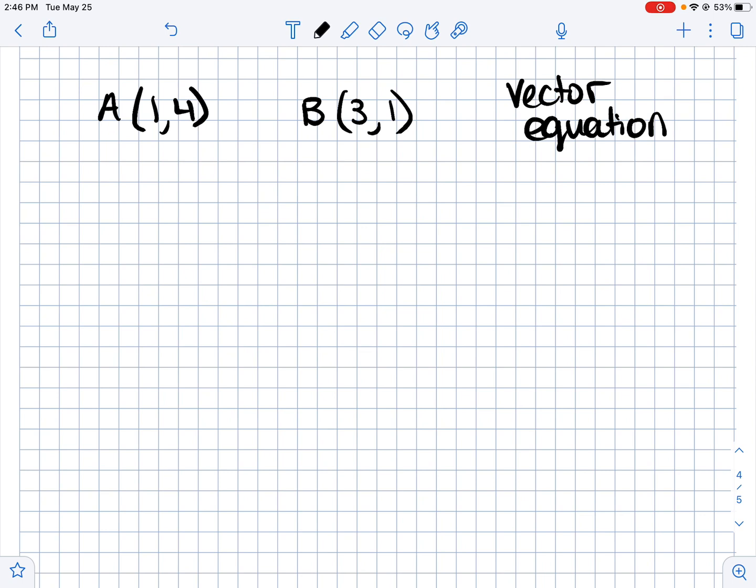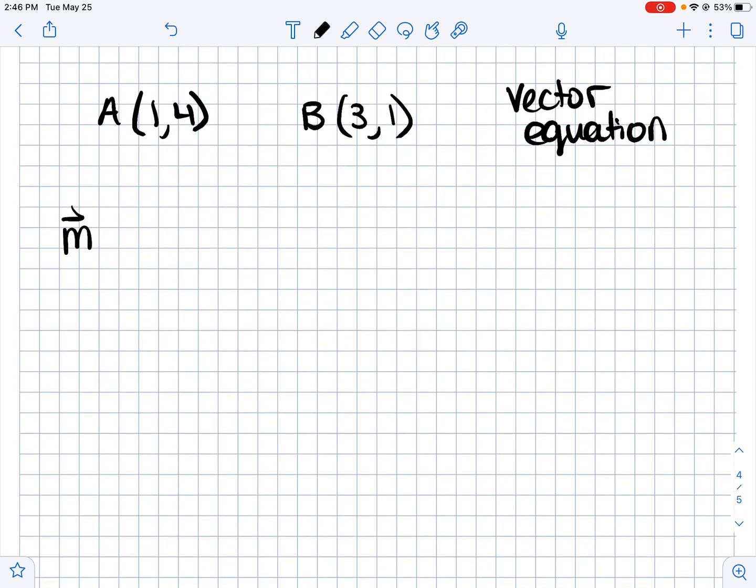Okay, cool. So right now I just have 2 points and I want to write a vector equation of them. So I think first I will get my direction vector. Step 1, I already know a point on my line, so I already have a position vector. So I need to get a direction vector, and I might as well get it by using the vector AB. I'm just going to subtract my points to get that. So 3 minus 1 is 2, and 1 minus 4 is negative 3. So that's my direction vector.